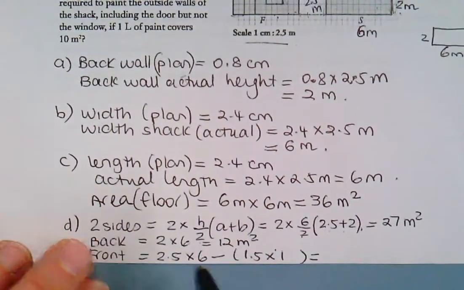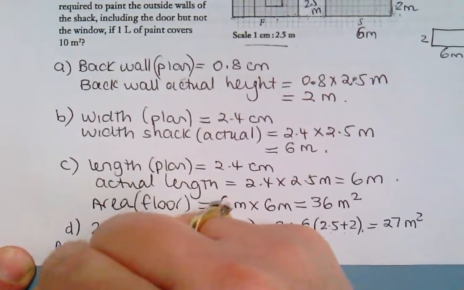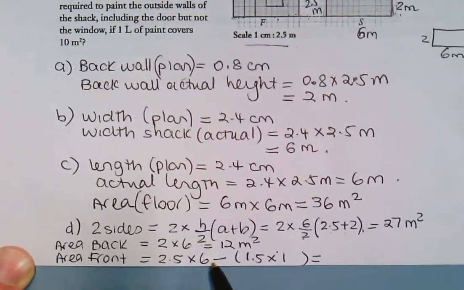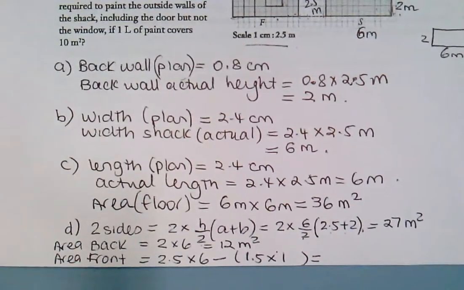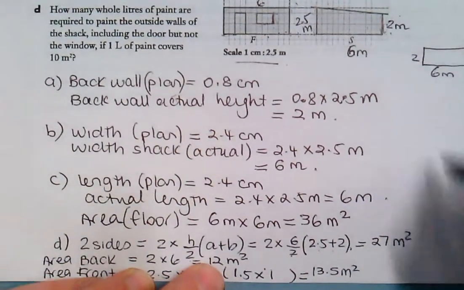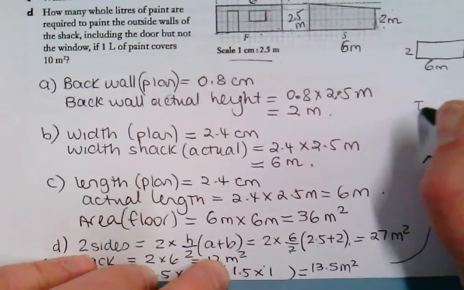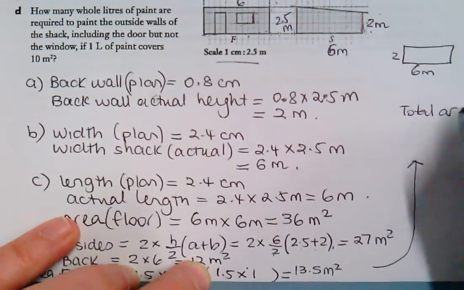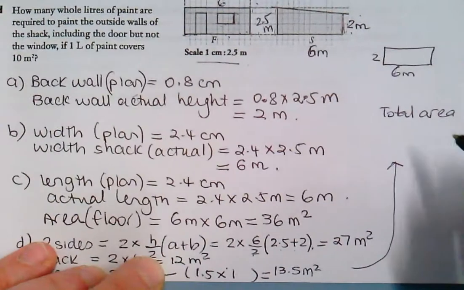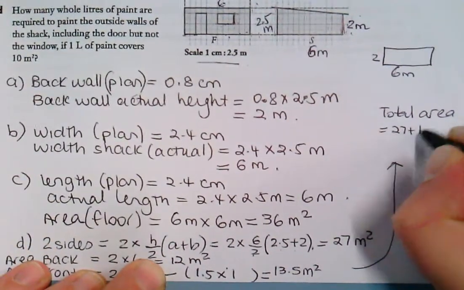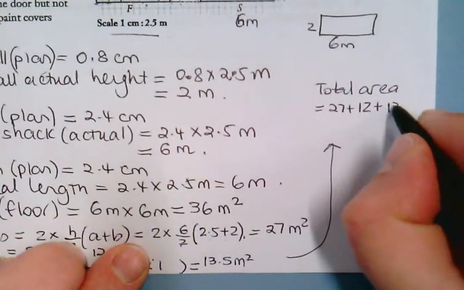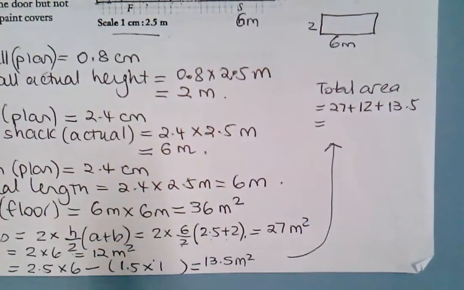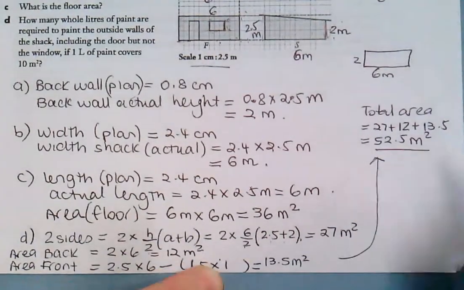So these are all areas. The area of the front is 2.5 times 6 minus 1.5 times 1, so it's 13.5 meters squared for that front wall. So I'm going to come back up here. Therefore, the total area to be painted is 27 plus 12 plus 13.5. So that's the total area to be painted.